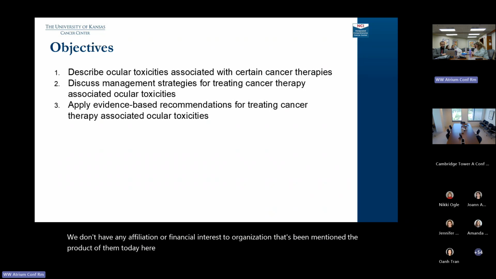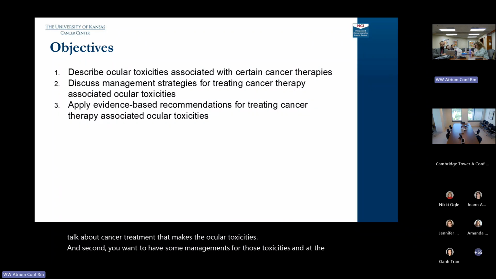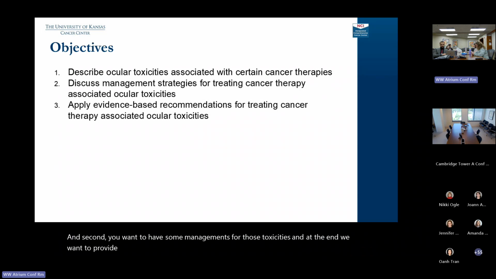And about the objectives of the presentation, first, we want to talk about cancer treatments that cause ocular toxicities. And second, we want to discuss management of those toxicities. And at the end, we want to provide evidence-based recommendations for treating cancer therapies which are associated with ocular toxicities.